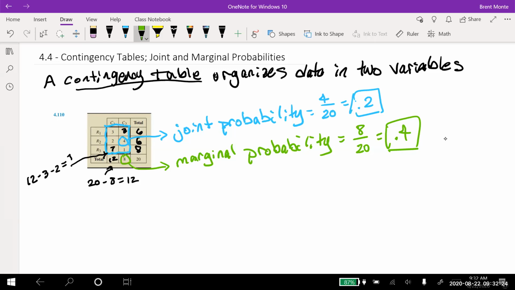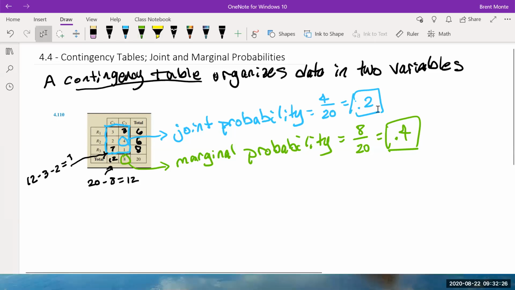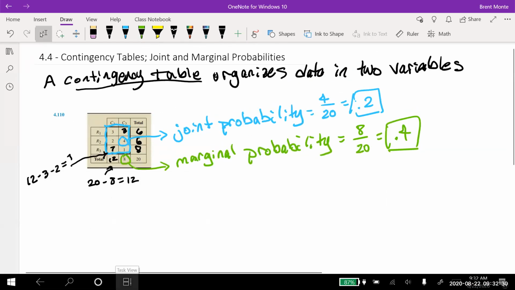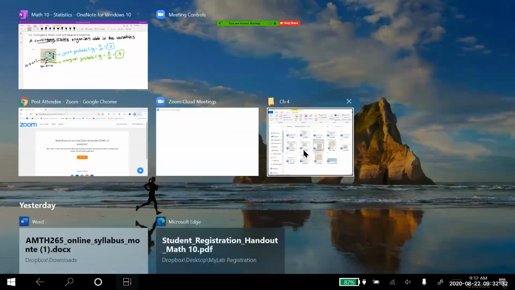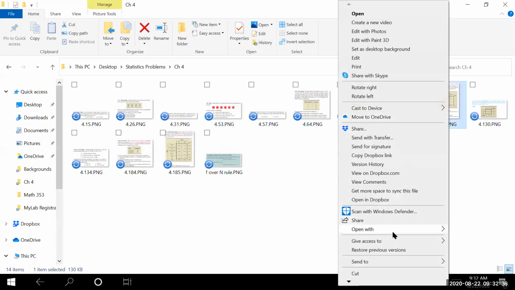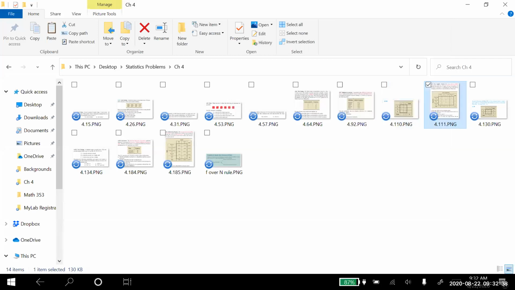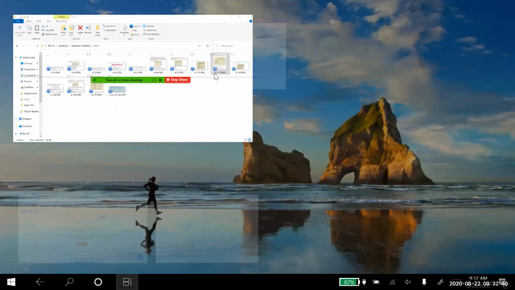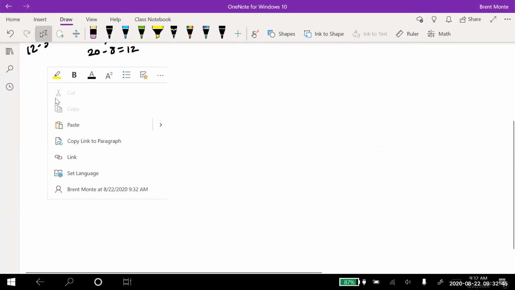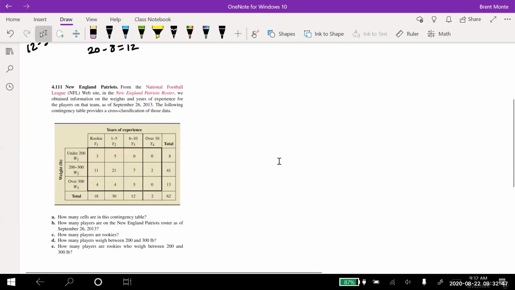Let's do another picture. I'm going to pull up problem 4.11. Let me go grab that real quickly for you. So we'll go in here. Let me pull out my files, and we need 4.11. All right, so we'll copy this in. We'll just go paste that in real quickly. Let's move that up. Okay, so here's another problem out of the book.